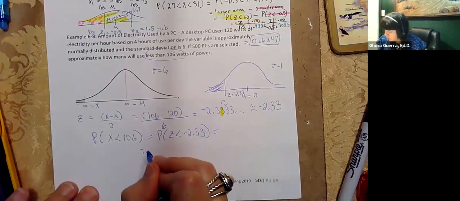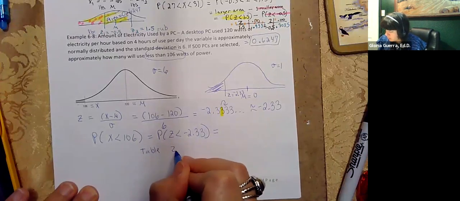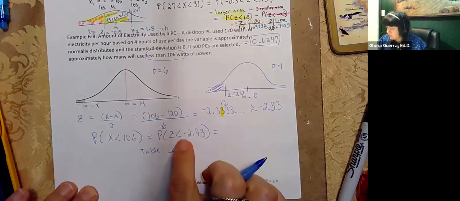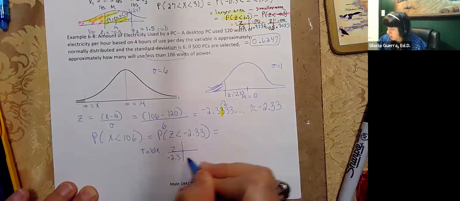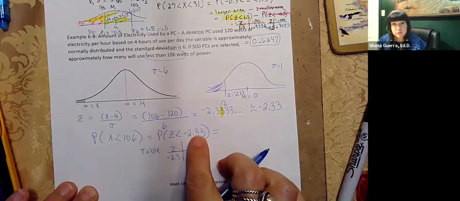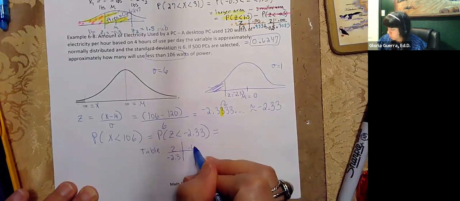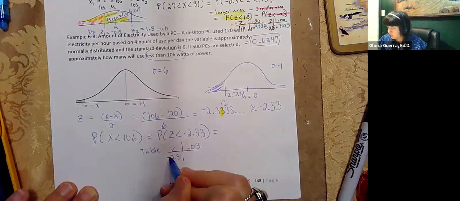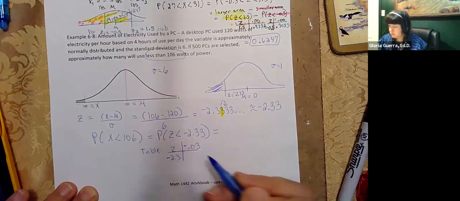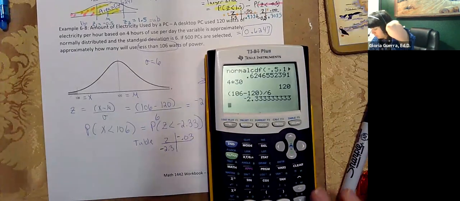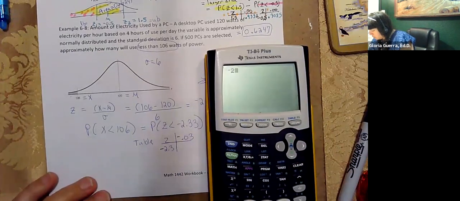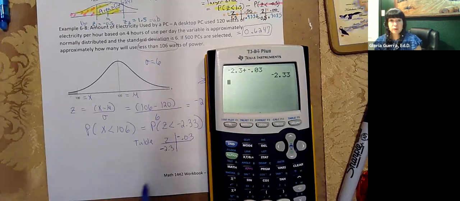So when we use the table first, what we're looking up, remember, is negative 2.3. And then remember, this part's going to be 0.03. And of course, if this is negative, this is understood to be negative 2. And if you were to check that, if you add negative 2.3 plus negative 0.03, that should give you negative 2.33, okay? Check that.